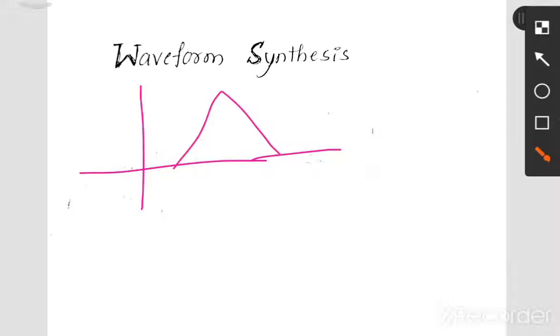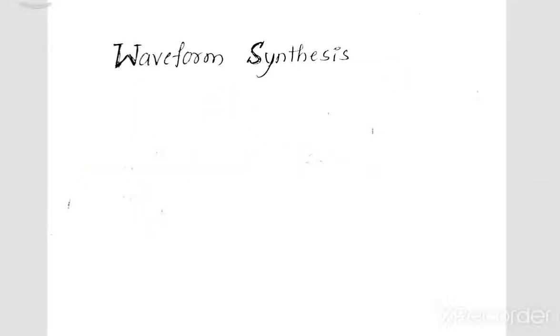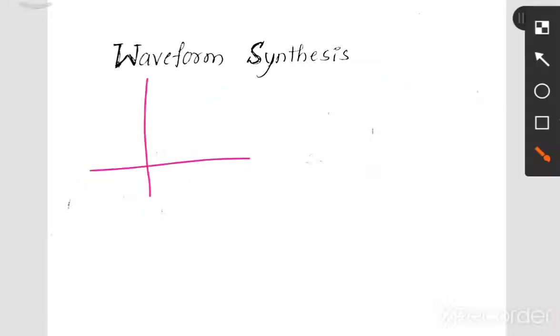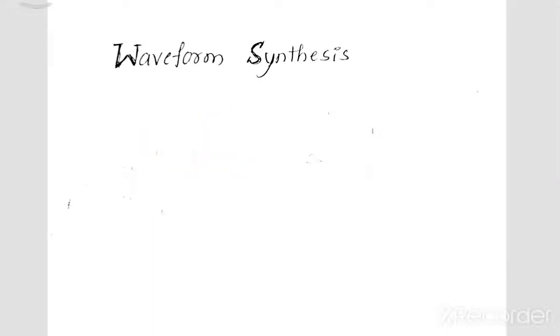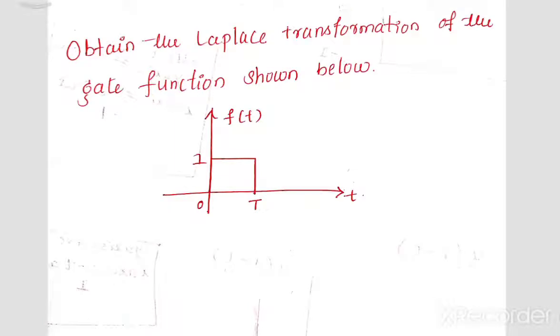The Laplace transformation of that signal will be the integration from 0 to infinity of f of t into e raised to minus st into dt. We have studied it and applied it to different types of signals. So today we are going to study standard time signals, standard time functions. What are those, and which ones are we going to deal with now.